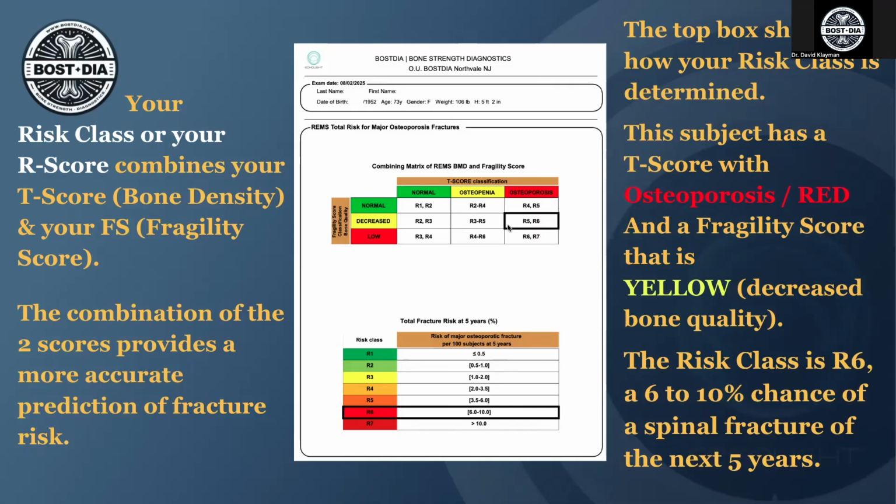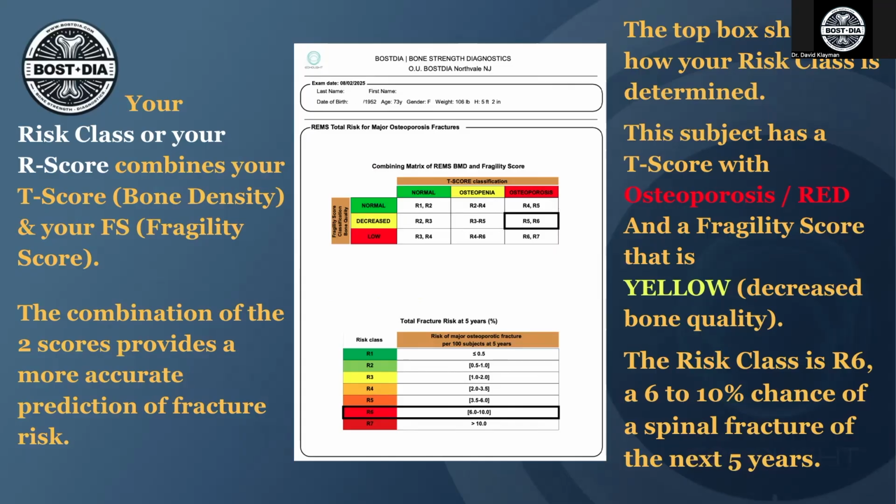If we go across where the fragility score meets the T-score, it gives you an R class or a risk class. This person is at an R5 or R6 level. And if we go underneath that and look at the box of what R6 means, it indicates that this person has a 6 to 10% chance of a fracture over the next 5 years.